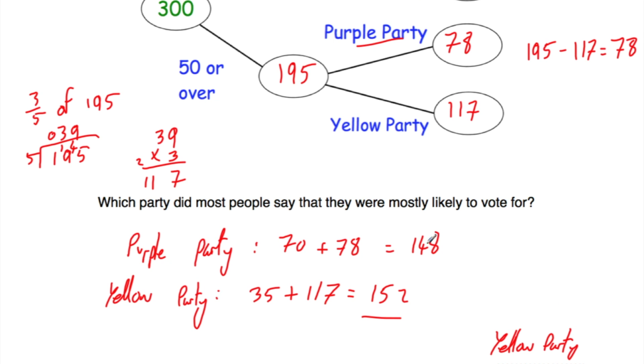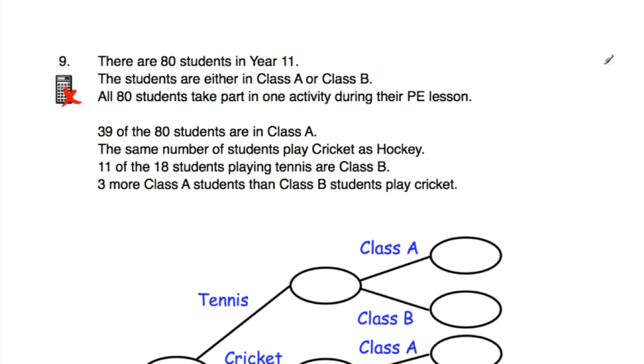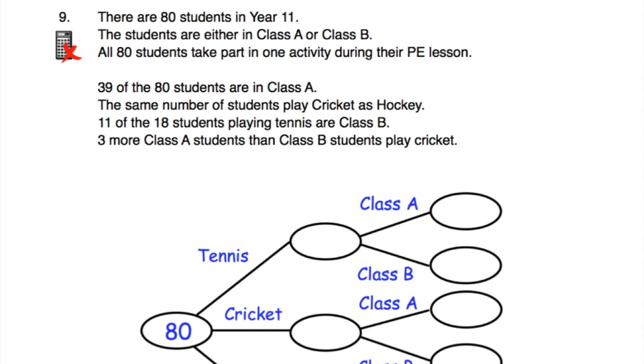And that's it. Okay, let's have a look at our next question. So question number 9 says there's 80 students in year 7, and the students are either in class A or class B, and all 80 students take part in one activity during their PE lessons.